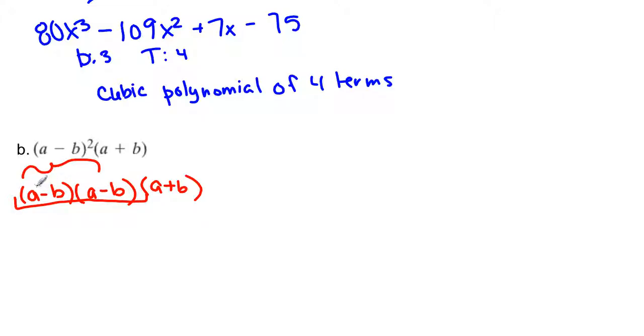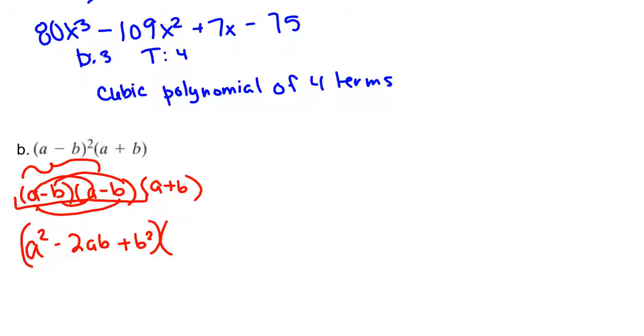and then distribute that last binomial to it. Again, if you don't remember the rule about the perfect square binomial, a squared minus 2ab plus b squared, you can do FOIL: firsts, outers, inners, and last. So that gives us a squared minus 2ab plus b squared. Okay? And then you take this trinomial and you have to multiply it to the a plus b.